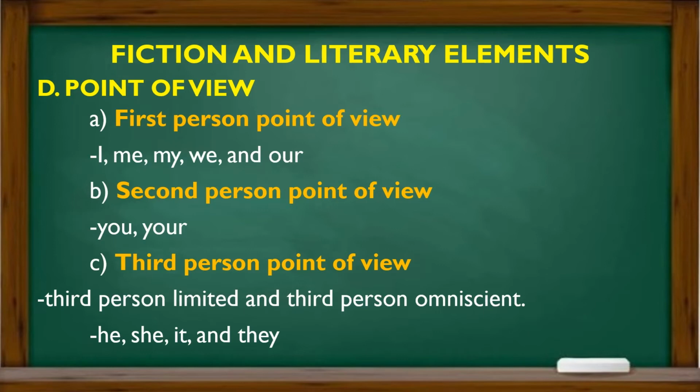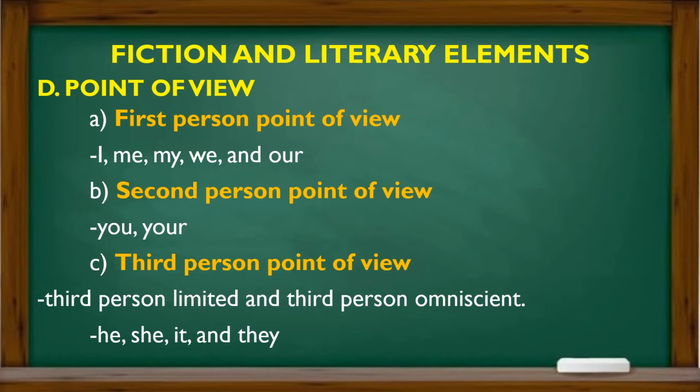The third one is the third person point of view that is classified into third person limited and third person omniscient. When we say omniscient, it means all-knowing. And this means that the narrator knows most of the characters in the story. And the personal pronouns that are used here, we have he, she, it, and they.